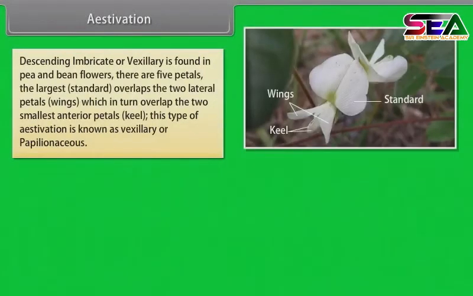Descending imbricate or vexillary aestivation is found in pea and bean flowers. There are 5 petals. The largest, the standard, overlaps the 2 lateral petals, the wings, which in turn overlap the 2 smallest anterior petals, the keel. This type of aestivation is known as vexillary or papilionaceous.